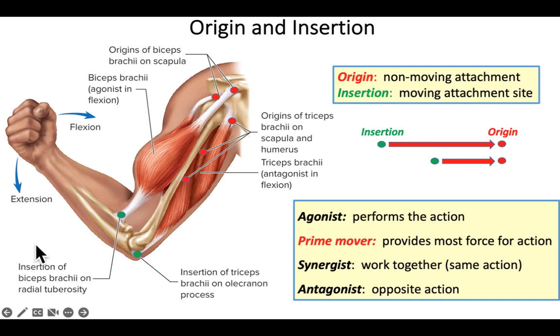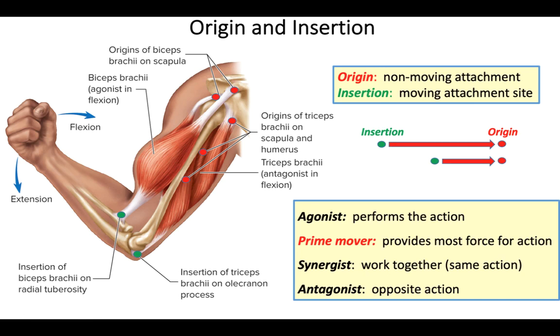So know what an origin is and what an insertion is. An agonist performs the action. If the action is flexion, the agonist is the biceps. The opposite action is the antagonist. If the action we're looking at is flexion, then the antagonist is the triceps, which performs the opposite. The prime mover provides the most force, so the biceps brachii is the prime mover for elbow flexion.